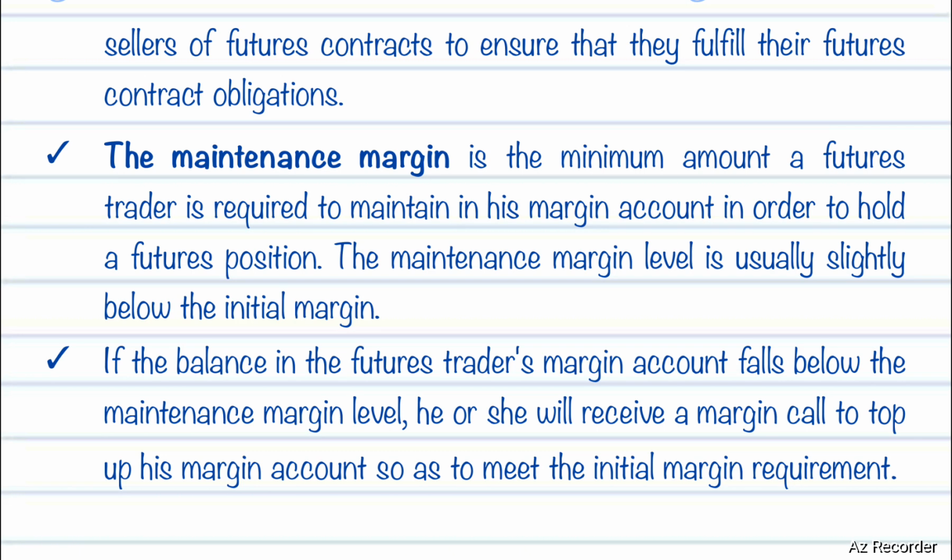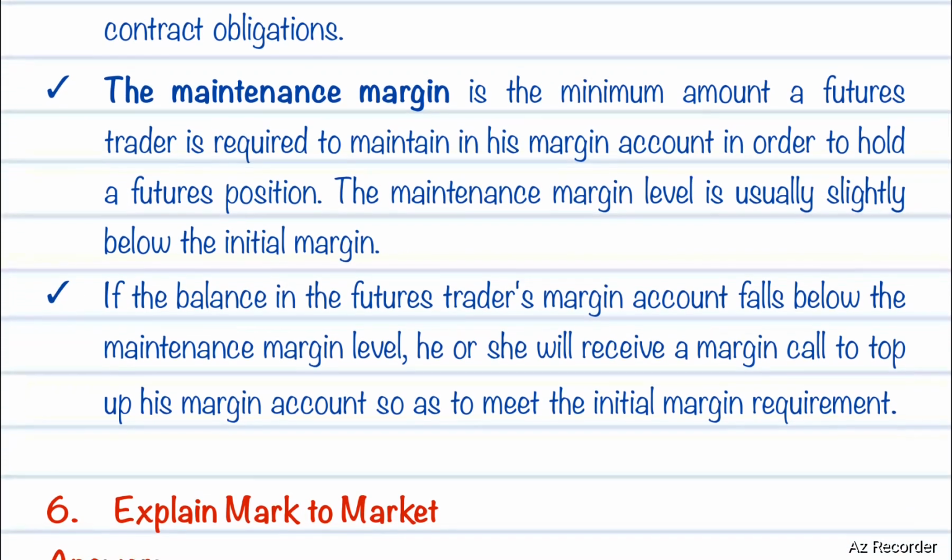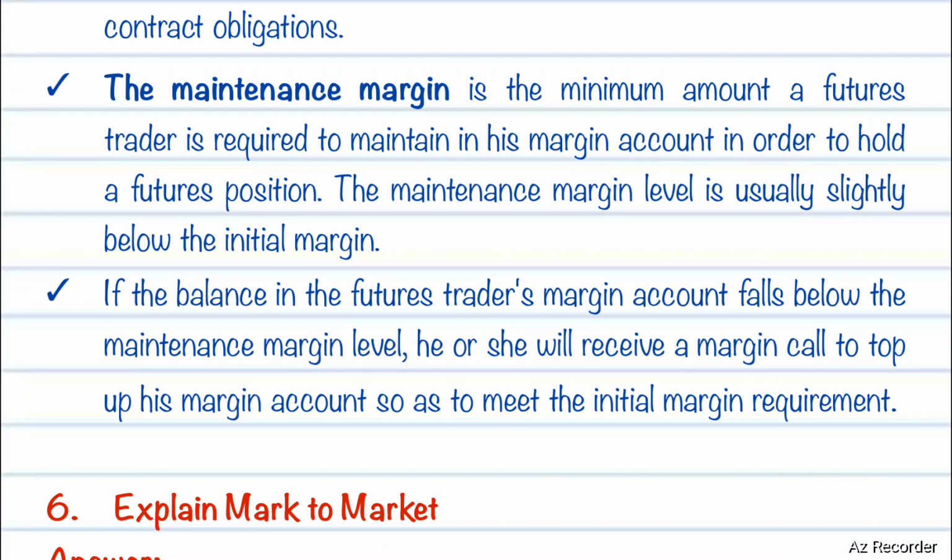Maintenance margin. Maintenance margin is the minimum amount a futures trader is required to maintain in his margin account in order to hold a futures position. The maintenance margin level is usually slightly below the initial margin. If the balance in the futures trader's margin account falls below the maintenance margin level, he or she will receive a margin call to top up his margin account so as to meet the initial margin requirement.